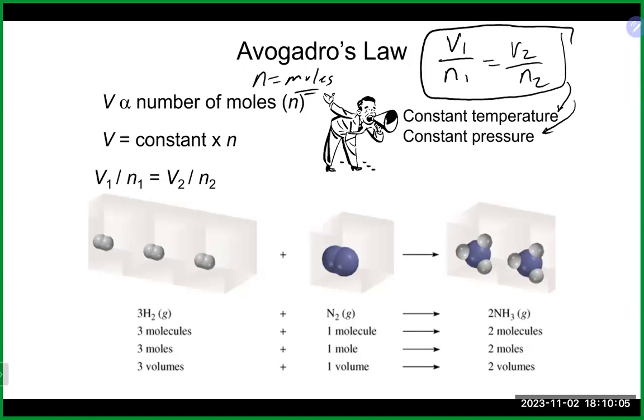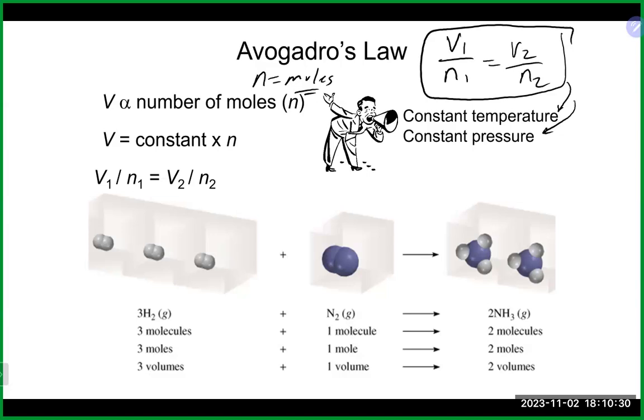So what we see with Avogadro's law is that as the volume increases, so does the number of moles. They're proportional to each other. If you have 1 mole, you have 1 volume, basically. If you have 2 moles, you have 2 volumes of gas and so forth. And there are a couple of applications of Avogadro's law which are useful.